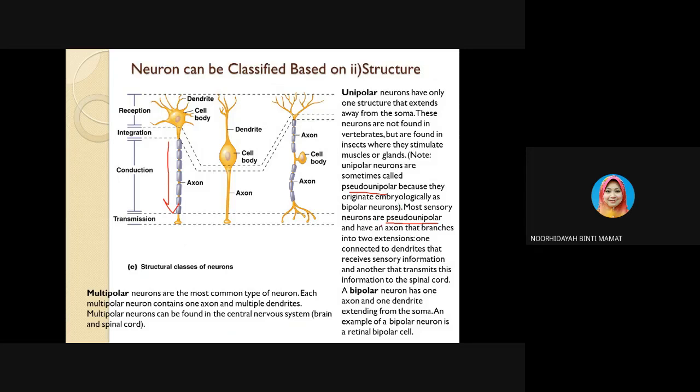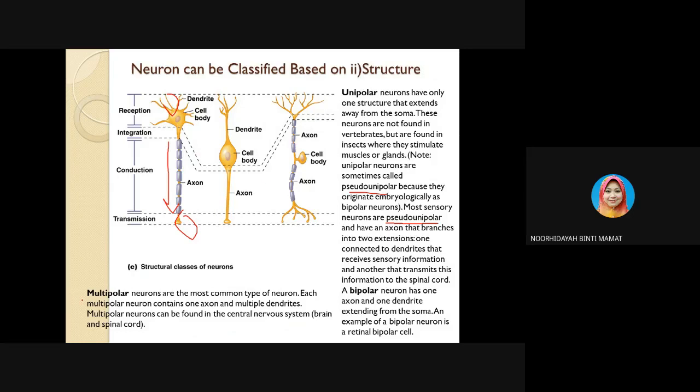Most sensory neurons are pseudounipolar and have an axon that branches into two extensions. One is connected to the dendrite that receives the sensory information, and the other transmits this information to the spinal cord. One receives, one transmits. The second class of neuron based on structure is the bipolar. The bipolar neuron has one axon and one dendrite extending from the soma. An example of a bipolar neuron is the retinal bipolar cell.